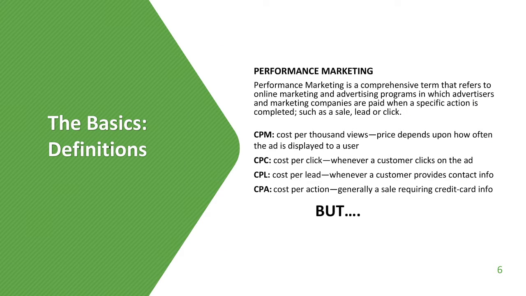So I want to go back to the basics and talk about definitions of performance marketing. Performance marketing is a comprehensive term, meaning it now is used for a whole lot of stuff that it didn't used to be used for before. But it refers to online marketing, advertising platforms where the companies are paid, Google, for example, or Facebook, they're paid when an action is completed. That's how performance marketing started. It was purely a digital marketing metric.